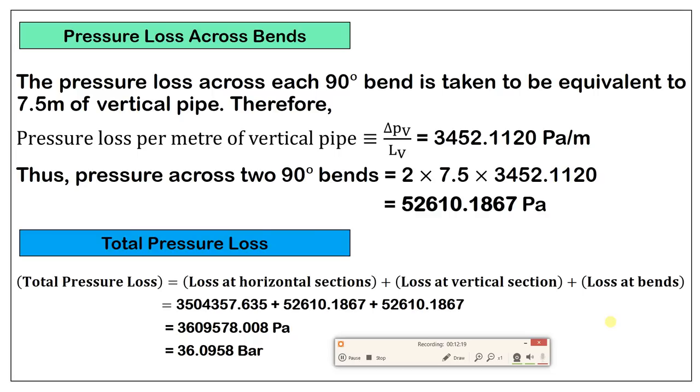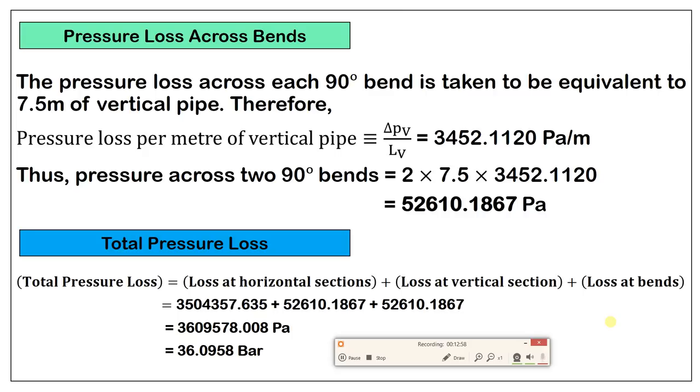The fifth step is to calculate the pressure loss across bends. Here, two 90-degree bends are used. The pressure loss across each 90-degree bend is taken to be equivalent to 7.5 m of vertical pipe. Therefore, we need to find the pressure loss per meter of vertical pipe, which is 3452.1120 Pascal per meter. Thus, the pressure drop across two 90-degree bends is equal to 52610.1867 Pascal.